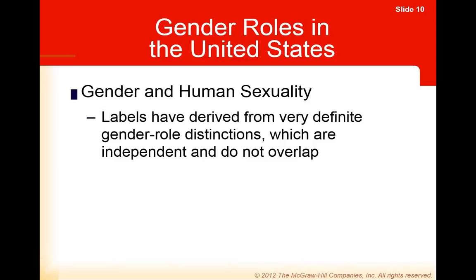If we think about these ideas of gender role distinctions and the labels that derive from them, which are independent and do not overlap, what kinds of things do we think about here? It's something that's interesting to think about when we talk about gender. So when we think about the labels of them, like the fag discourse, they derive from very definite gender role distinctions which are independent and do not overlap.